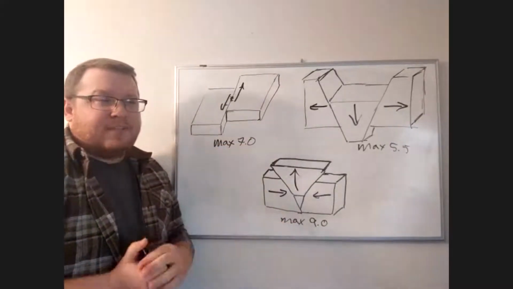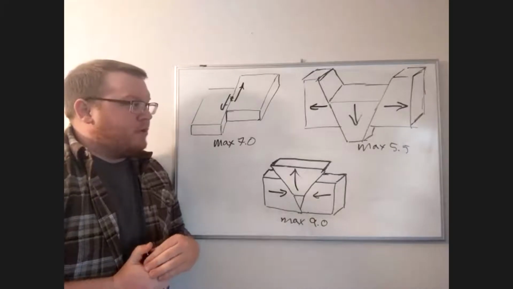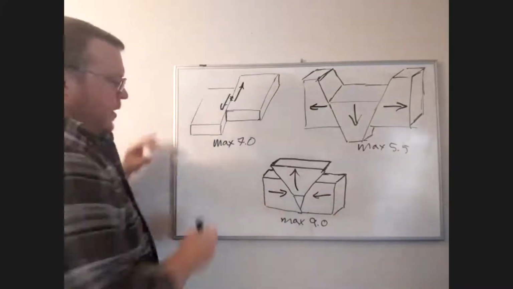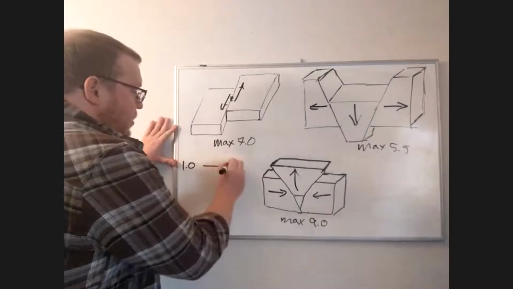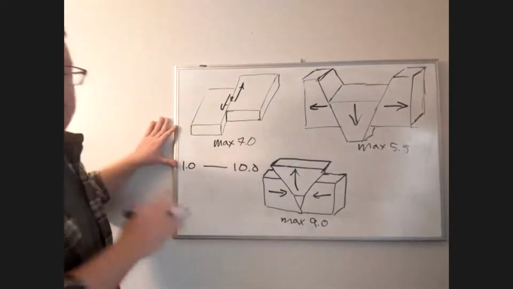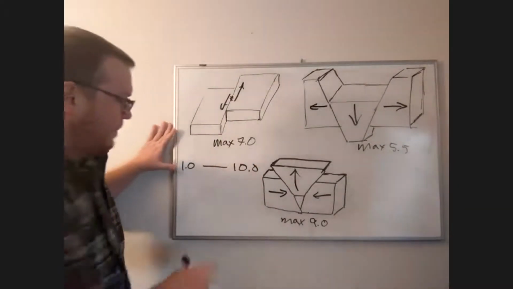I'm sure a lot of you have seen those before, but one thing I want to make note of real quick is this is the Richter scale, and it goes from 1.0 to 10.0. 10 is the max on the Richter scale, okay?